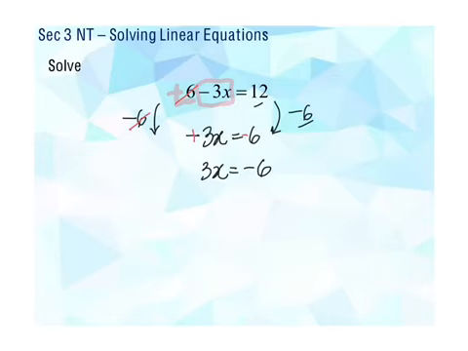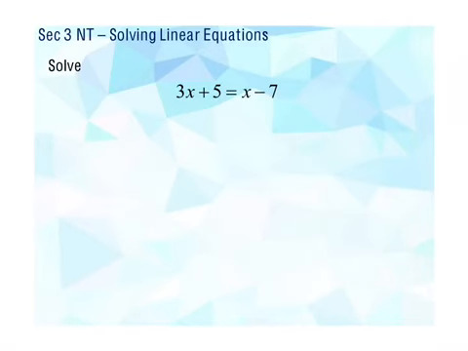Next, this is 3 units of x. I need to get only 1 unit of x. What can I do? I need to divide by 3. Negative 6 divided by 3 gives you negative 2. So x equals negative 2.